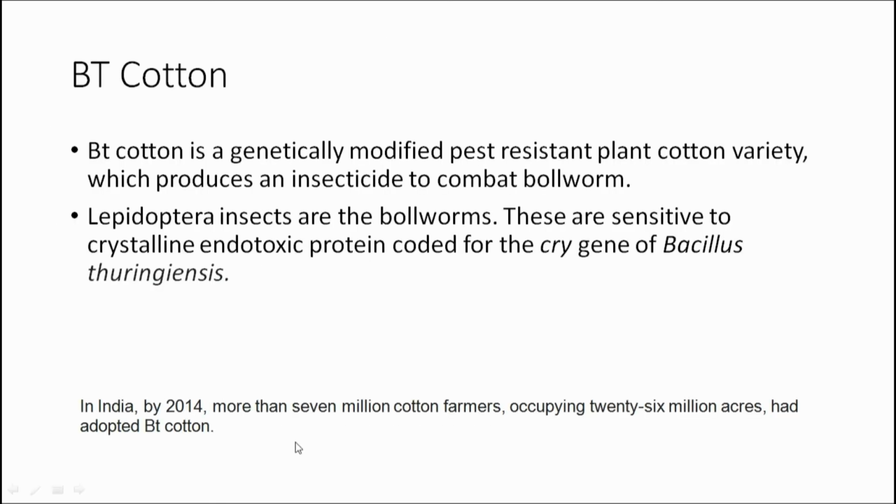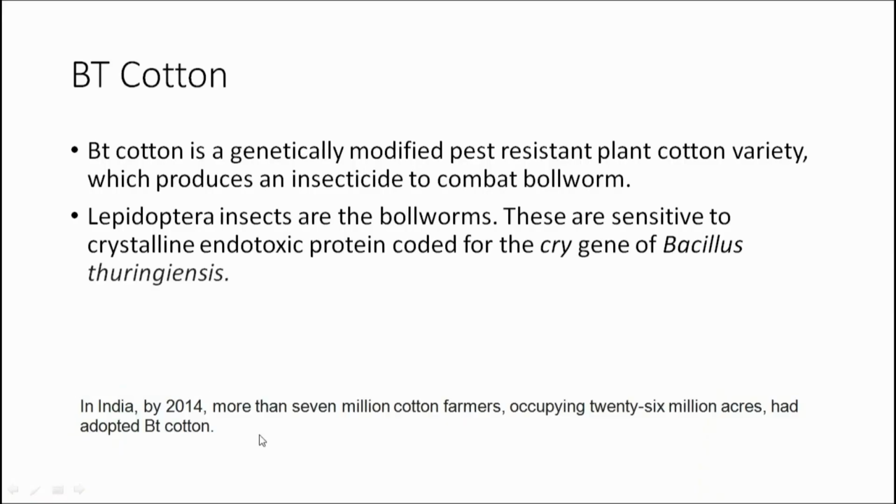Now, the final example I am going to illustrate to you is that of Bt cotton. Okay. So, the cotton plants are susceptible to insect attacks, particularly the Lepidoptera insects which are going to attack. And what has been done is that Bacillus thuringiensis is a bacterium which makes a protein which is called a cry protein, and this cry protein is very toxic to these Lepidoptera insects.